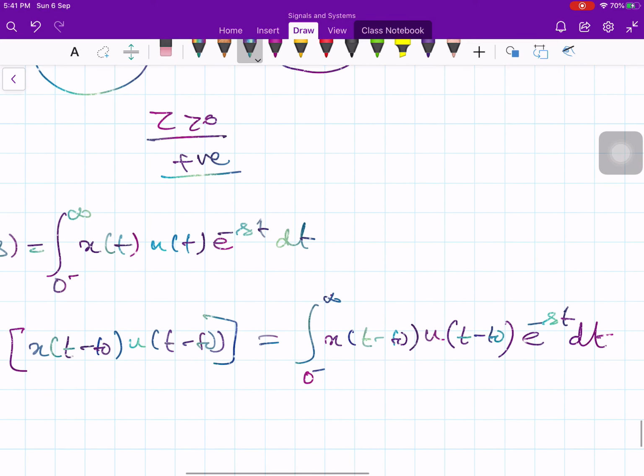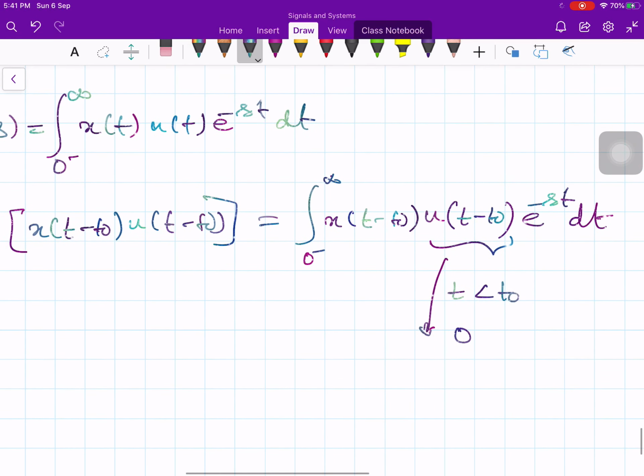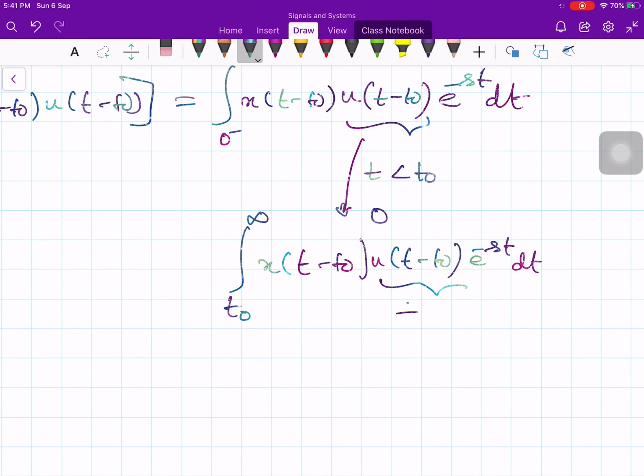Now this u of t minus t naught is 0 as long as t is less than t naught. If t is less than t naught, this becomes 0 because the argument is negative. Therefore, instead of starting from 0, let me start from t naught to infinity, x of t minus t naught, u of t minus t naught, e to the minus st, dt. In this interval, u is equal to 1 from t naught to infinity. So this is the integral from t naught to infinity of x of t minus t naught, e to the minus st, dt.